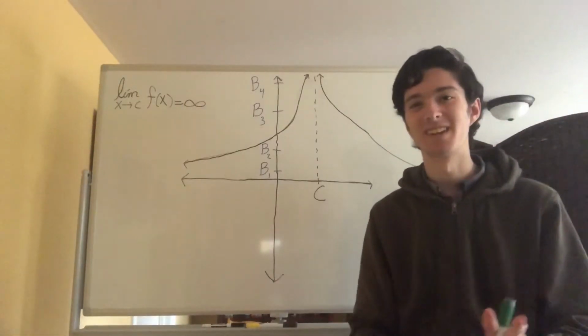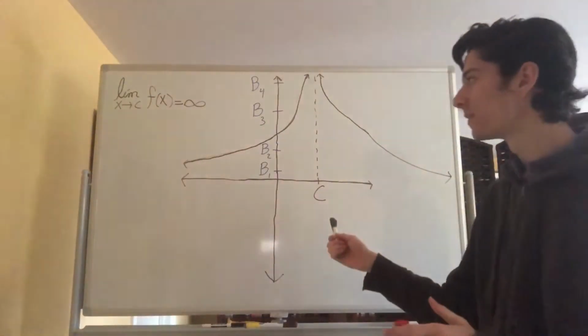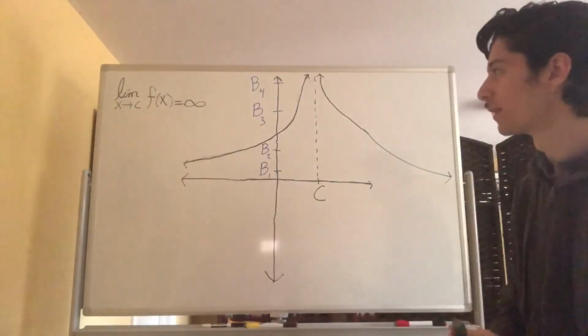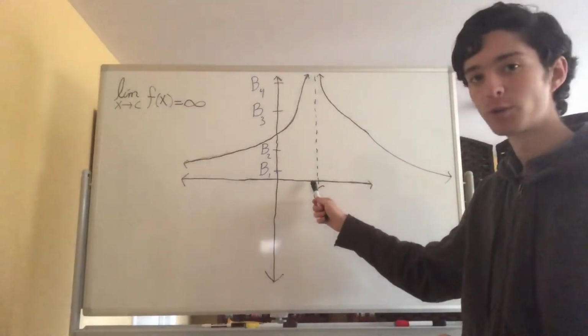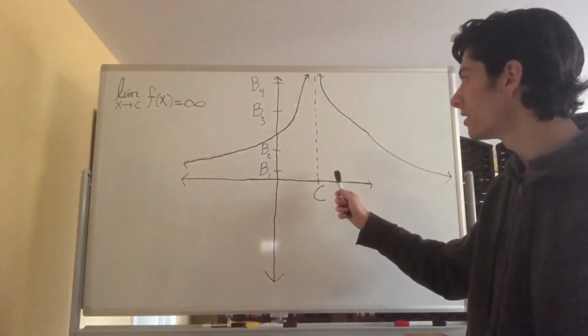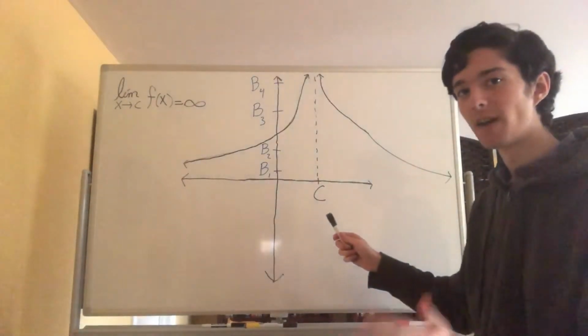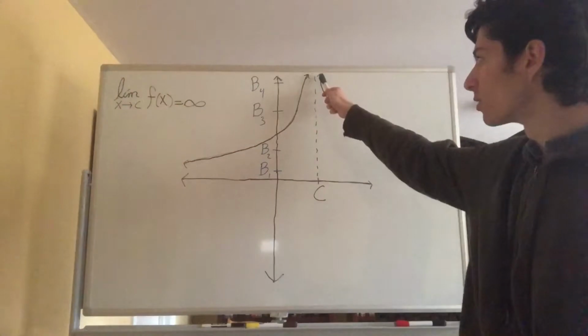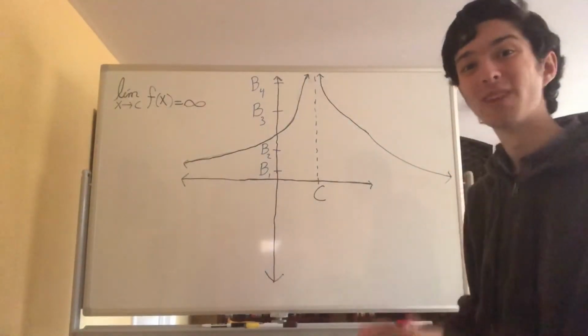So here you can see I've drawn a graph that seems to fit our definition, right? As x is getting closer and closer to c, on both sides, we see that the value of f of x seems to just be increasing, and would just increase to infinity.